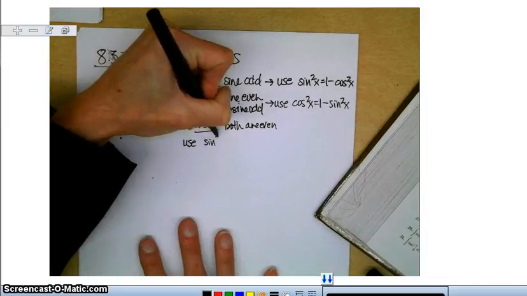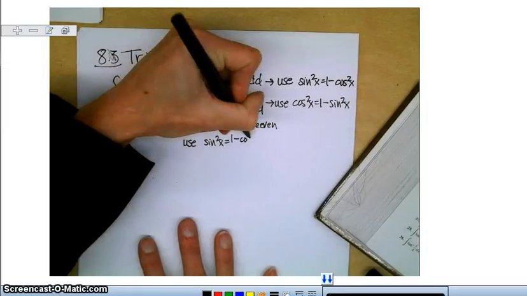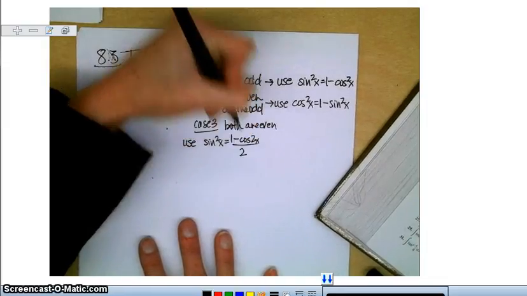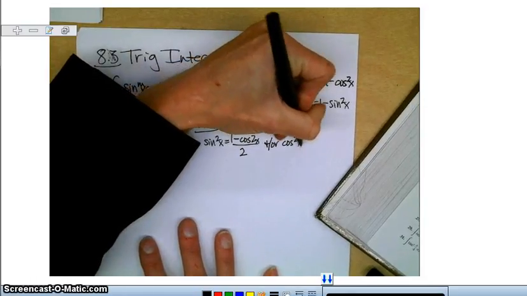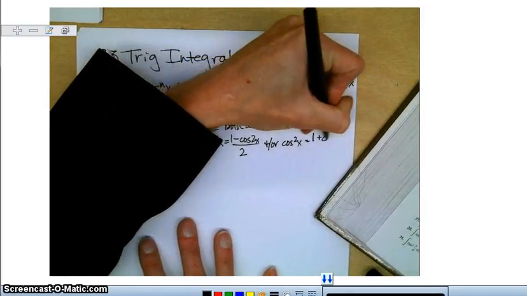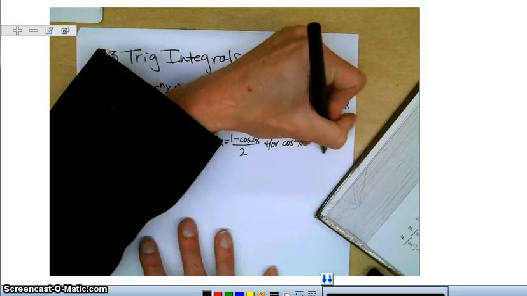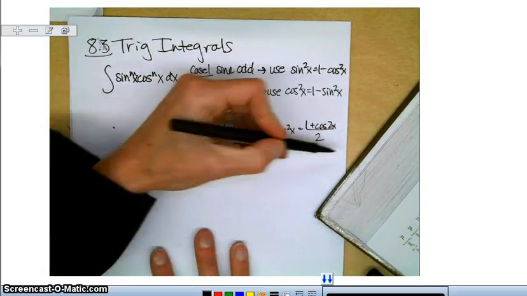sine squared x equals 1 minus cosine of 2x over 2, and or cosine squared of x equals 1 plus cosine of 2x all over 2. And all of these are just trig identities. That's all they are.